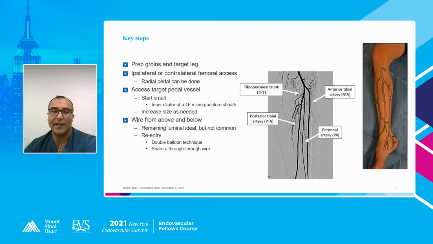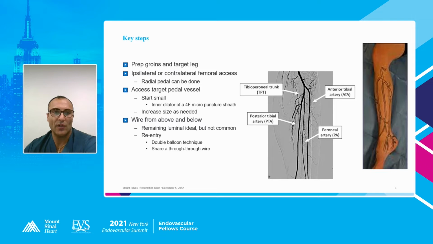I have done radial pedal, which is more challenging, but it can be a technique that can be useful, especially for more proximal disease. You need to access the target vessel. Again, I start small. I typically will use the inner dilator of a 4 French micropuncture sheath, and then I will increase the size as needed. Certainly, if I have trouble crossing, I may need to put in a 4 or 5 Slender sheath from Terumo. But most of the time, I can actually accomplish this simply by using the inner dilator of a micropuncture set.